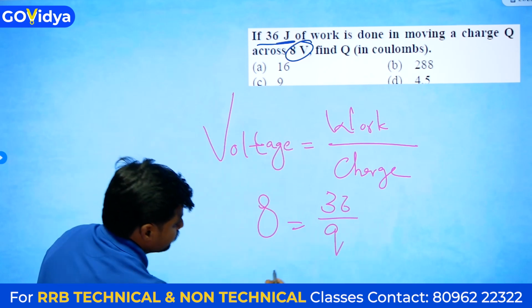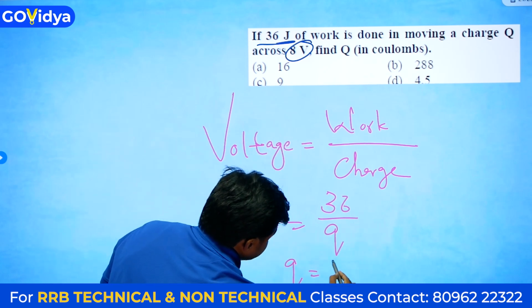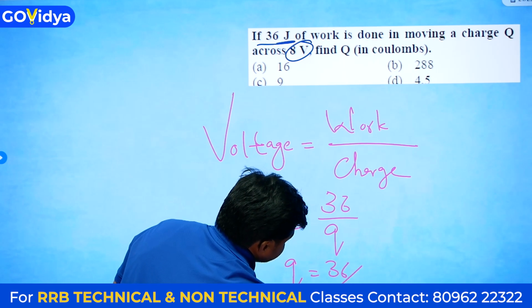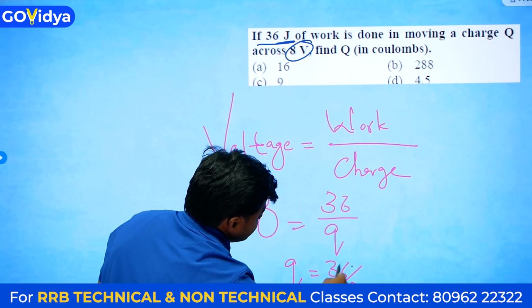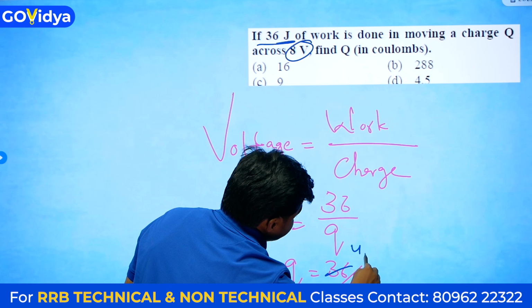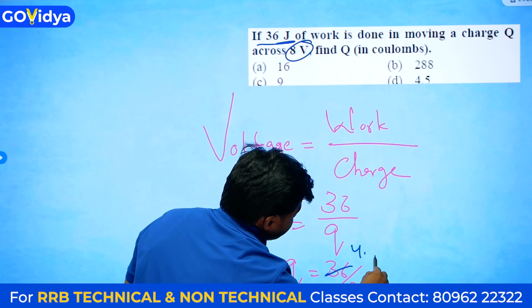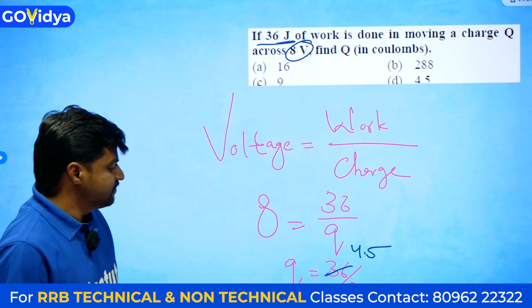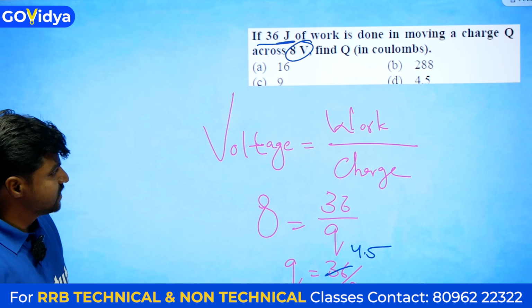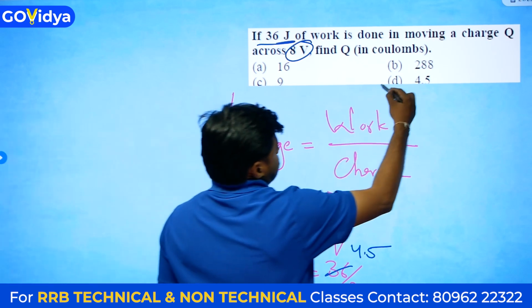Okay, Q is equal to 36 by 8. 8 ones are 8, 8 fours are 32, 8 fives are 40. Okay, from the options, option D is the correct answer.